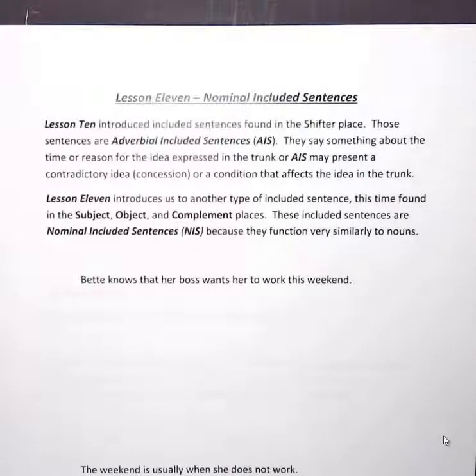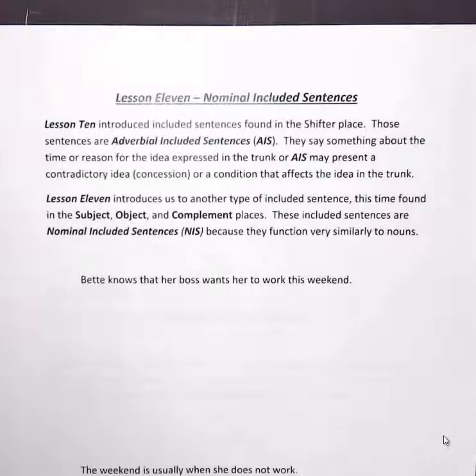Welcome to Lesson 11. Lesson 10 introduced us to included sentences found in the shifter place. Those sentences we called adverbial included sentences, and they say something about the time or the reason for the idea expressed in the trunk. And adverbial included sentences may also present a contradictory idea. Remember, we talked about concession, or some condition that affects the idea in the trunk.